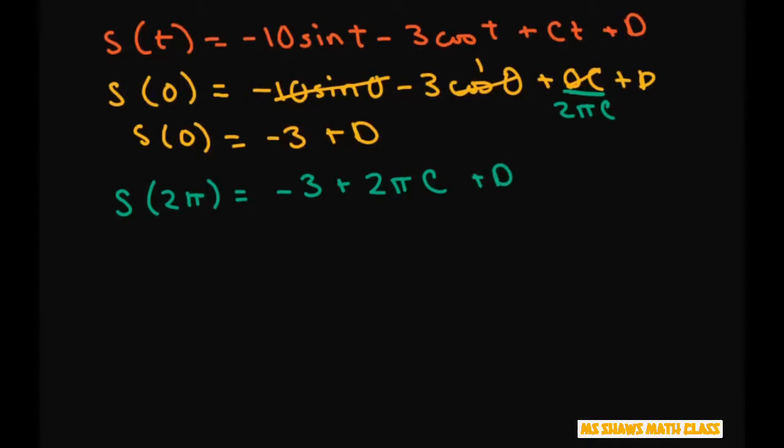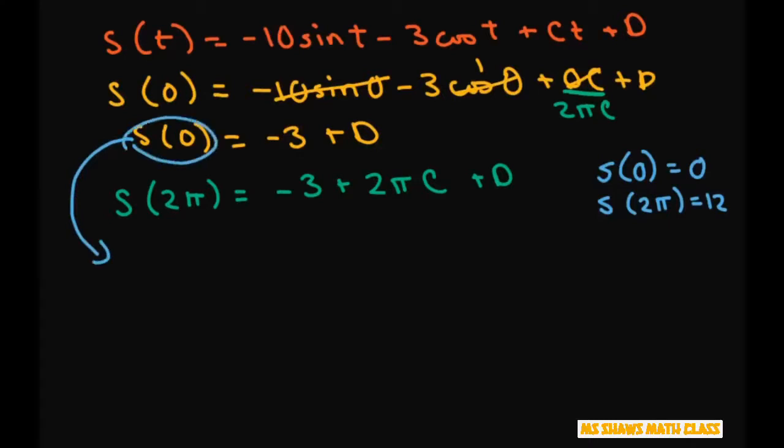After that, it was given to us that s of 0 equals 0 and s of 2 pi was 12. I know that s of 0 is 0, so I'm going to take this equation and substitute 0. So we have 0 equals negative 3 plus d. Therefore, d equals 3.